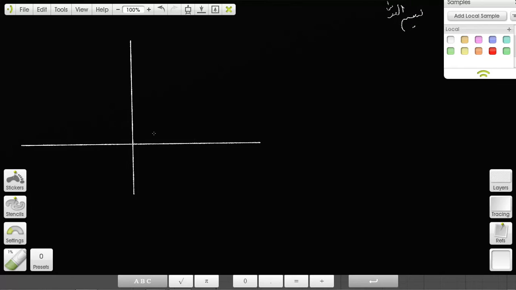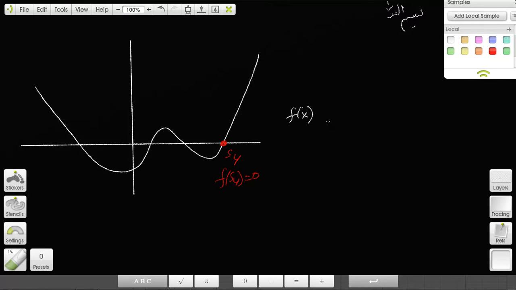The reason is, if, for example, this right here, let's call that s4, is a 0, that means f of s4 is 0, right? Now, that means if the function was f of x, then x minus s4 was one of the factors and whatever else remaining over here. The only way this could be a 0 is if x minus s4 was a 0.